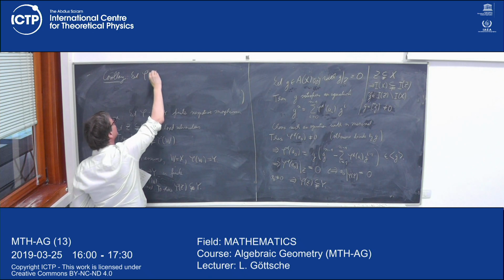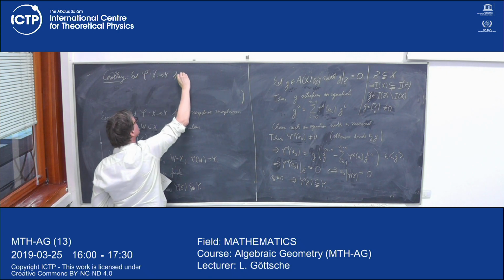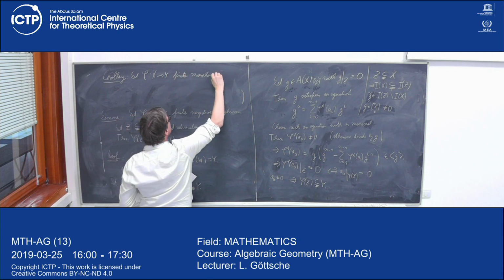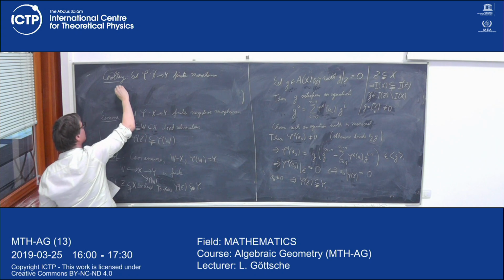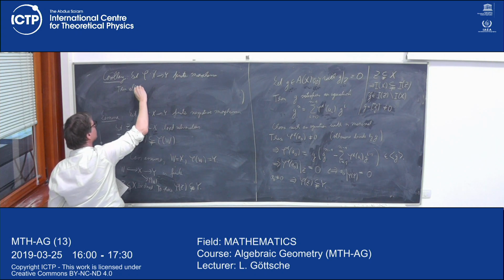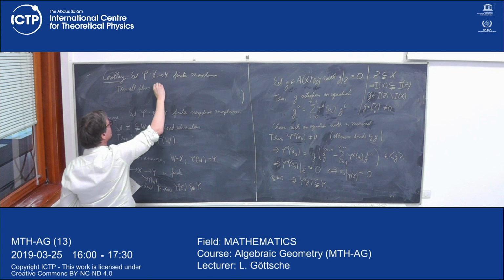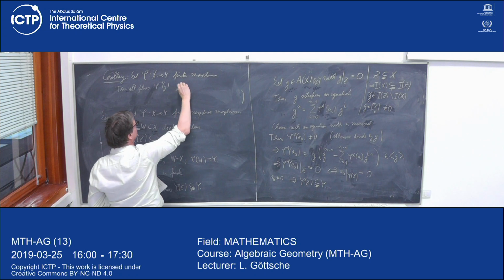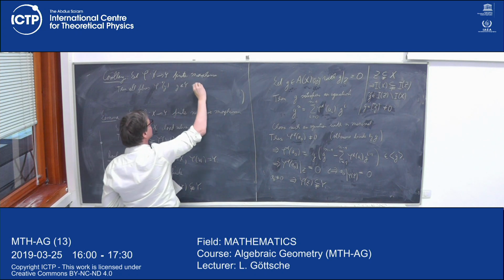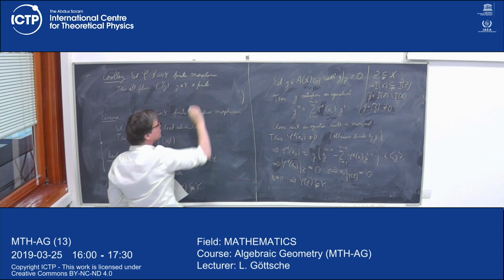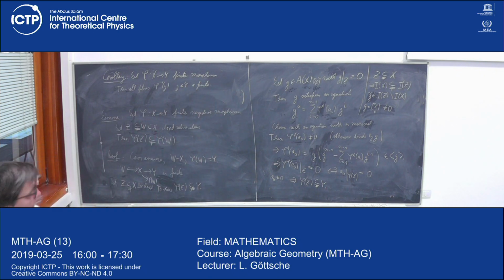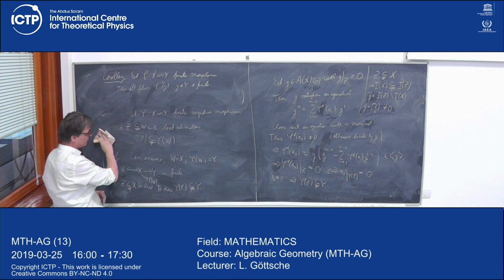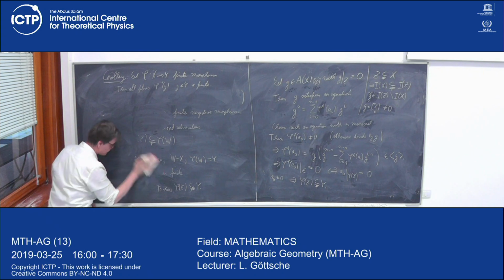Phi from X to Y is a finite morphism, and then all fibers phi to the minus 1 of y, with y in Y, are finite. Okay. And we will use this thing, I'm just writing it out.